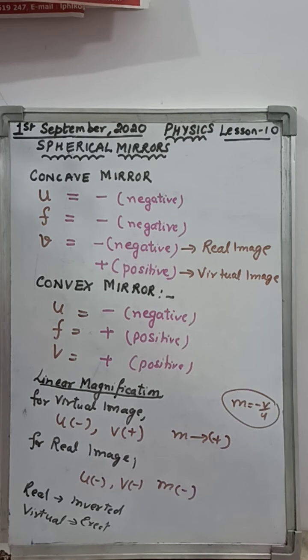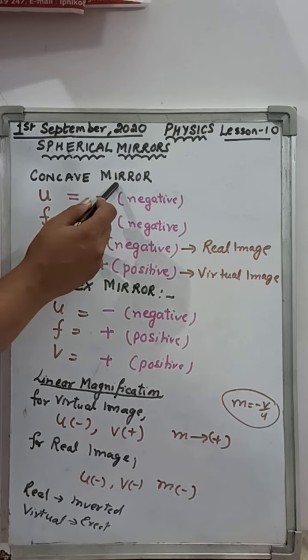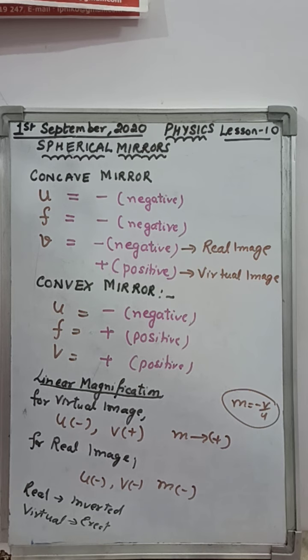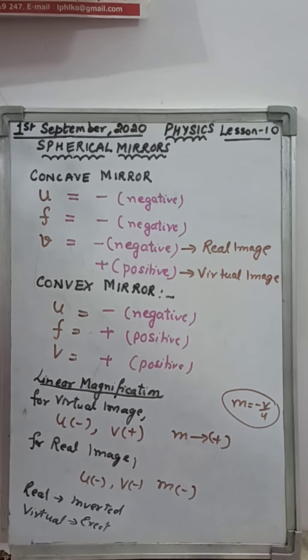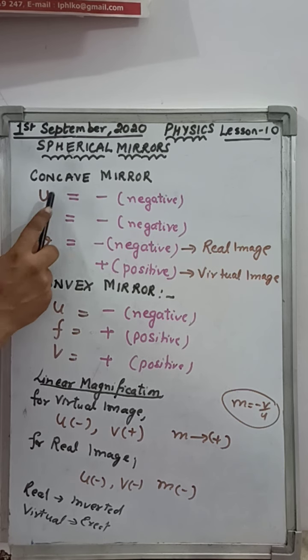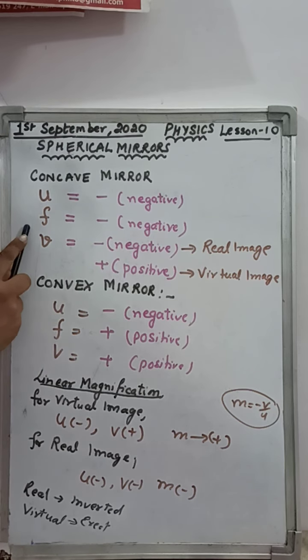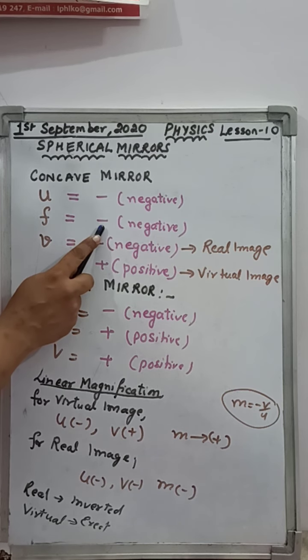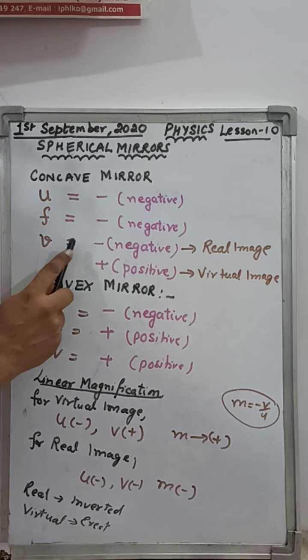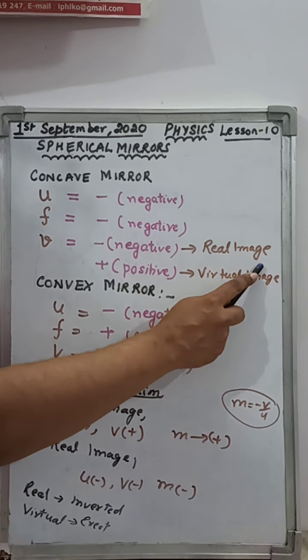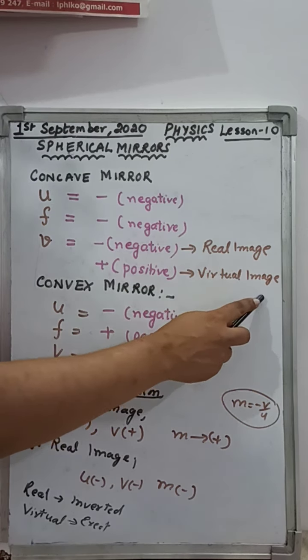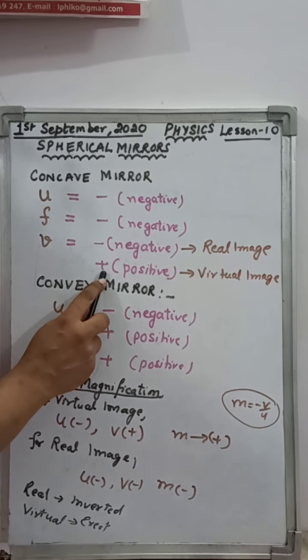Now we will do the signs used while doing the numericals. Clear? If it is a concave mirror, you have to read the numerical very well. When a concave mirror is given, you will consider the signs. Object distance u will be negative. Focal length will always be negative in case of a concave mirror. Image distance v will be negative if a real image is given, and if a virtual image is given, then you will take v as positive.